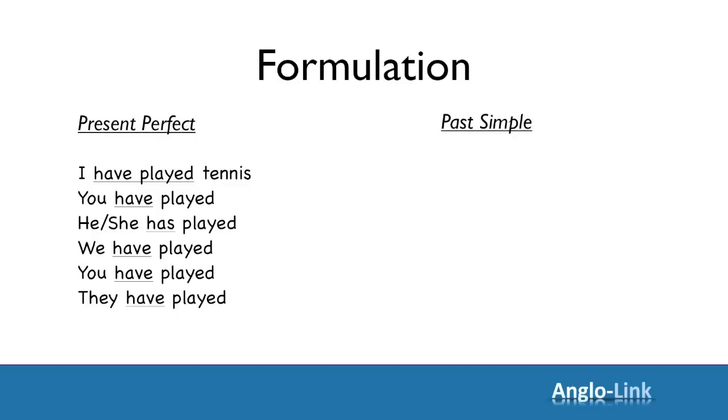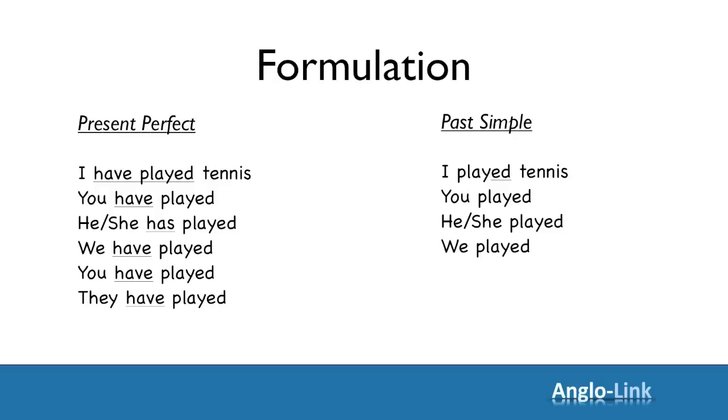Past simple, there are two types of verbs, regular verbs and irregular verbs. For regular verbs, you simply add ed to the end of the infinitive. For example, I played tennis. And it's the same form for all pronouns. I played, you played, he, she played, we, you, and they played.